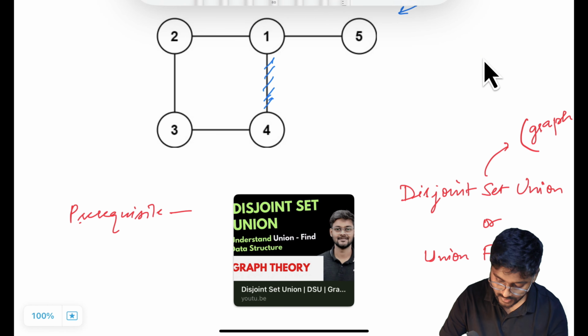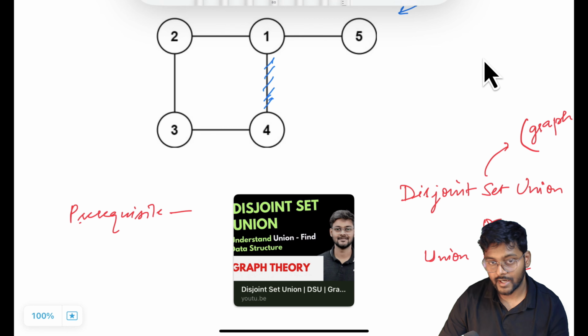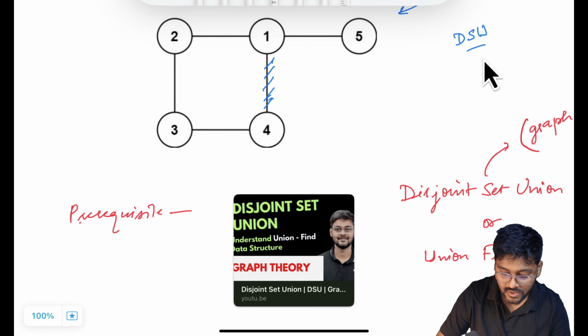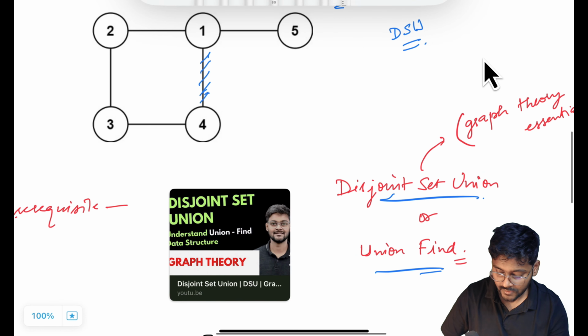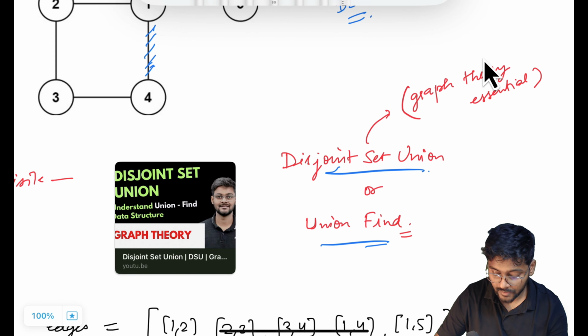So how do we proceed further? Before we move ahead, we are going to solve this problem with the disjoint set union data structure, or you can say union-find. This data structure is a very important graph theory concept, a graph theory essential, so you should definitely understand this question.